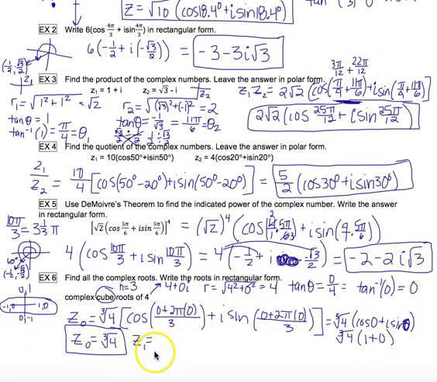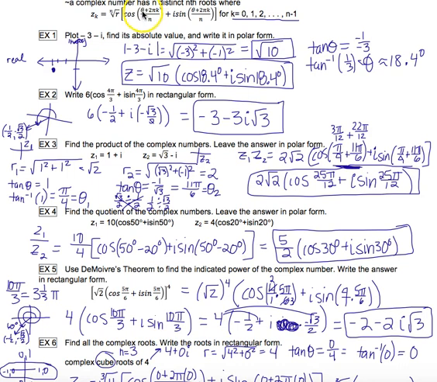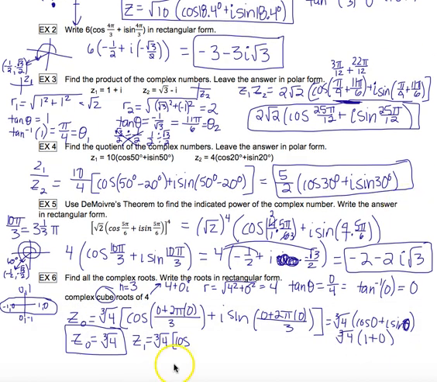So plug that in. So I've got cube root of 4, and then I've got cosine, and now it's still theta up here. So don't change this to a 1. That was theta, not k. So I've got 0 plus 2 times pi times 1, which is 2 pi over 3, plus I sine of the same thing, which since I'm short on space, I'm going to go ahead and simplify. 0 plus 2 pi we know is 2 pi, so 2 pi over 3.